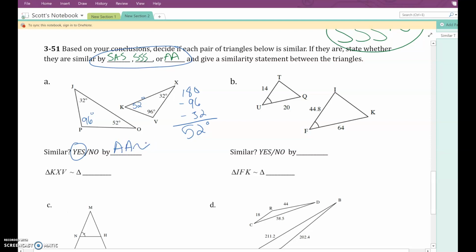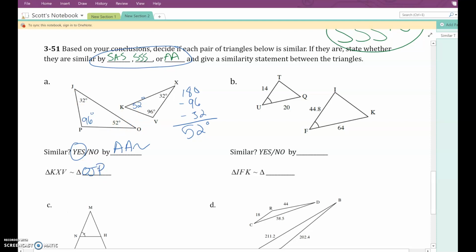So now I have to complete my similarity statement. KXV. So KXV would go with what? Look at the order. 52, 32, 96. It should be OJP.